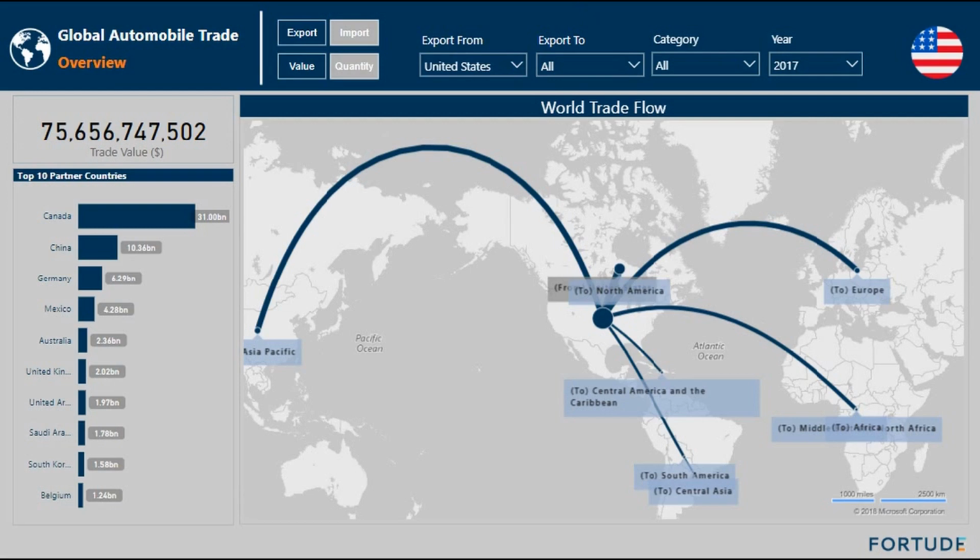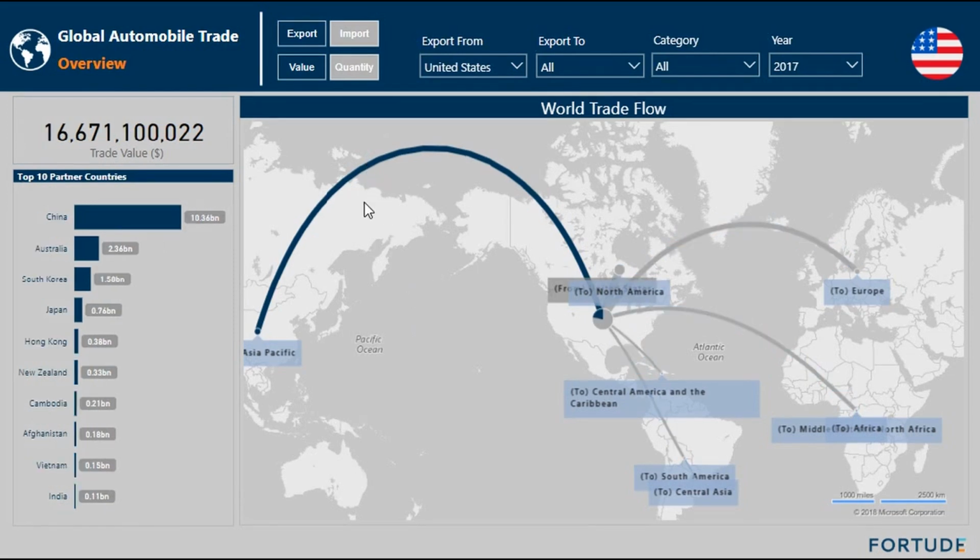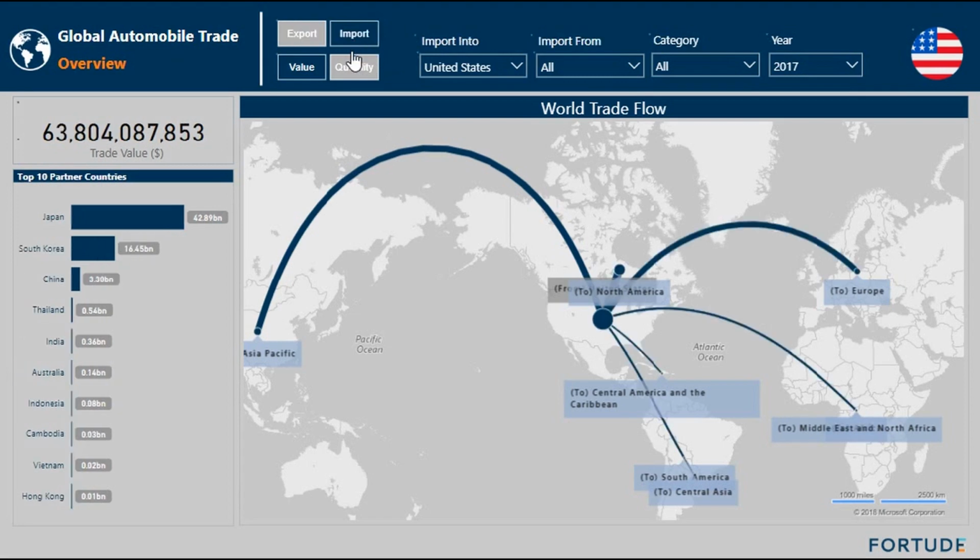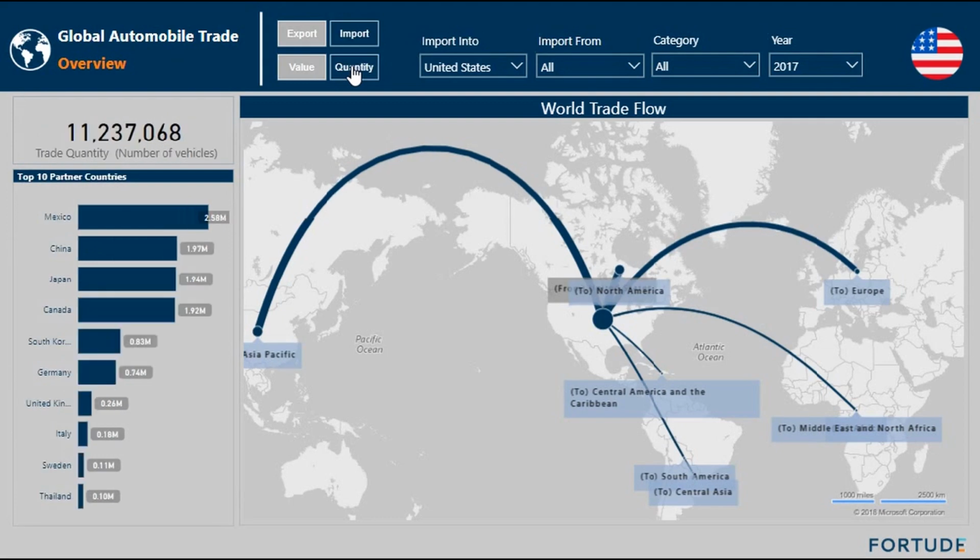This page is designed for a high-level view of a country's trade flow in the form of a trade flow map. By selecting a specific flow region, we could identify the top trading partners in that region for the selected reporting country. We also have the option to select different perspectives and metrics to analyze the data by. For example, by selecting imports and quantity from the slicers at the top, we could analyze the quantity of vehicles imported into the selected country. The KPI measure for trade changes according to the metric we have chosen.